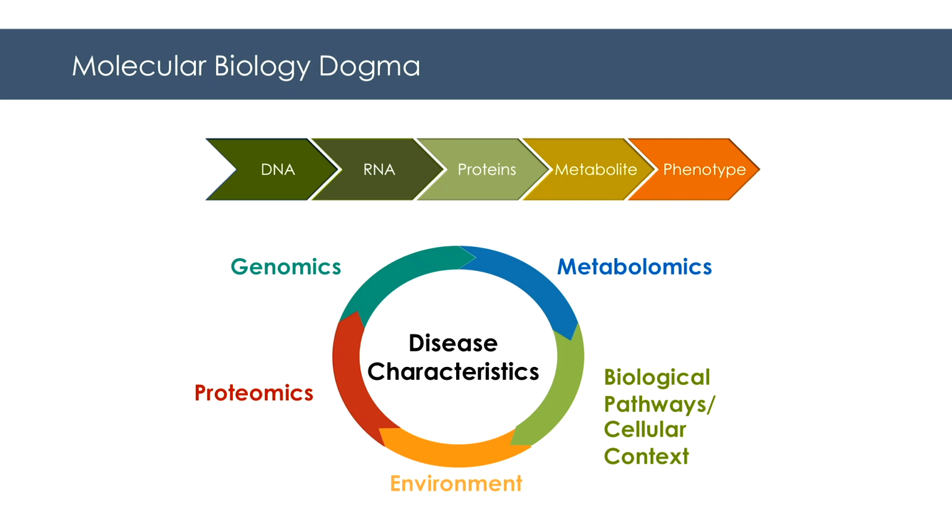So in reality, the characteristics of any phenotype or disease depend upon a range of different omes, such as the genome, the proteome, and the metabolome, as well as biological pathways and cellular context, and the environment. And so if you want to develop a more complete view of what's going on in a disease and how we might treat it, it's best to integrate these different omics data sets.